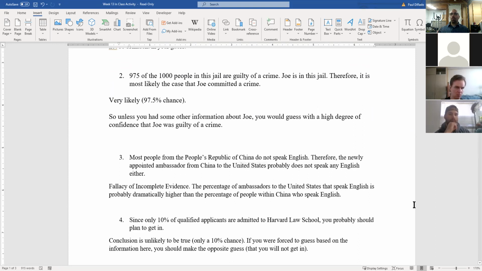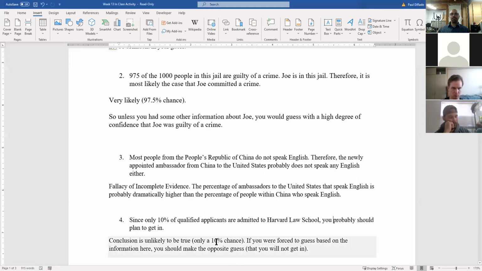Here, we don't know anything else about you, right? What do we know about you? You're an applicant to the Harvard Law School. That's all we know about you. The problem in this case is that the person's just not drawing the correct lesson from the statistical information available to us. They have useful, meaningful statistical information about how likely they are to get into the law school. They just draw the exact wrong conclusion from it.